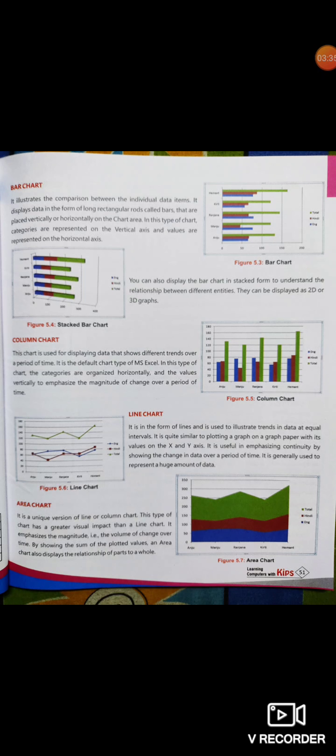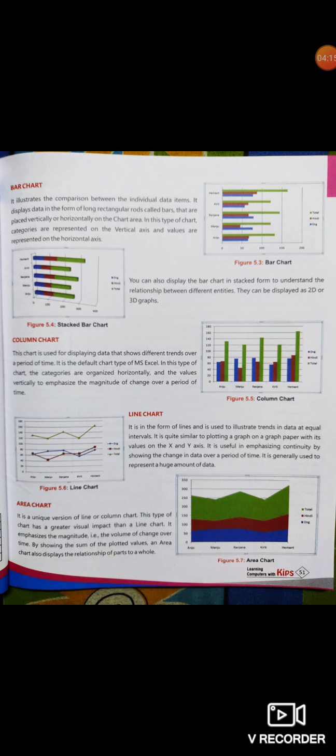What is the use of bar chart? It illustrates the comparison between the individual data items. It also displays data in the form of long rectangular rods called bars that are placed vertically or horizontally on the chart area. In this type of chart, categories are represented on the vertical axis and the values are represented on the horizontal axis. We can also display the bar chart in stacked form to understand the relationship between different entities. This can be displayed in 2-dimensional or 2D or in 3-dimensional or 3D graphs.